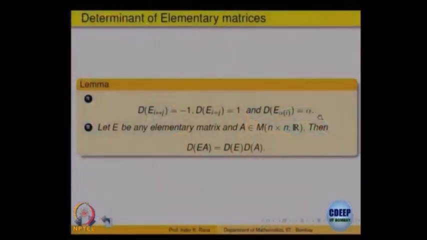Is it clear? Alpha times that is 1, that is alpha. Identity matrix, what is the determinant of the identity matrix? It is 1, that is the definition, the normalizing factor. Third defining property: the first one was if 2 rows are identical, the determinant is 0, the second was linearity, the third was normalization, the determinant of the identity is 1, right. So, because of that, this is alpha.